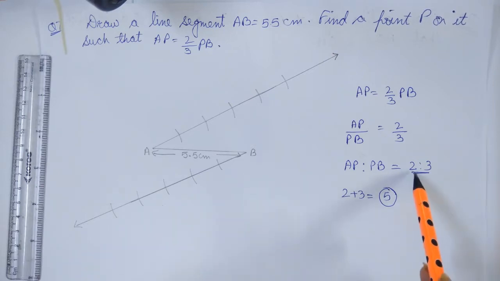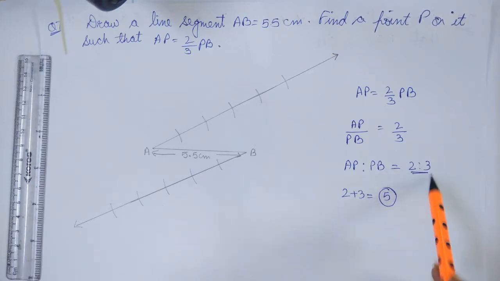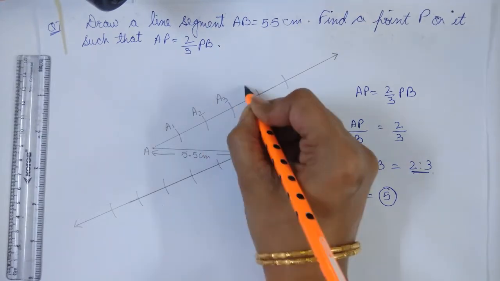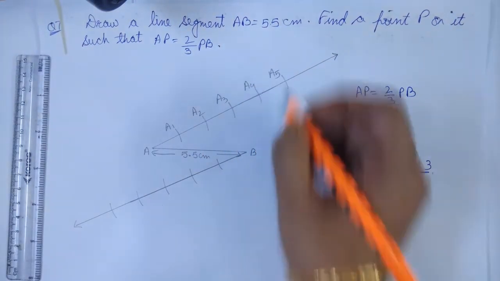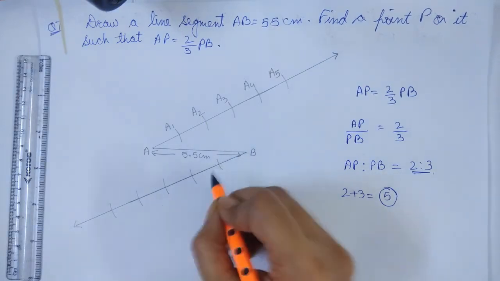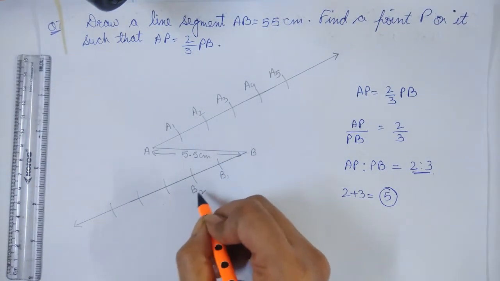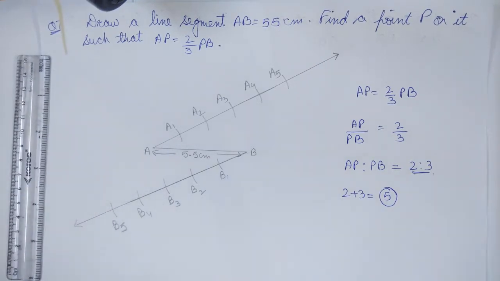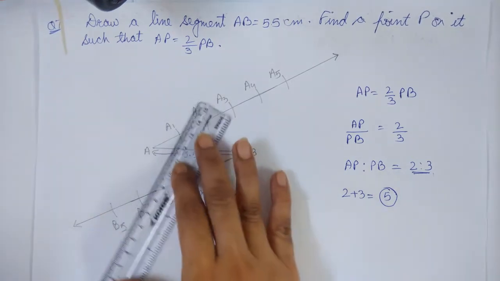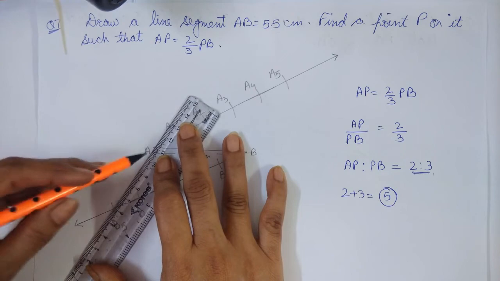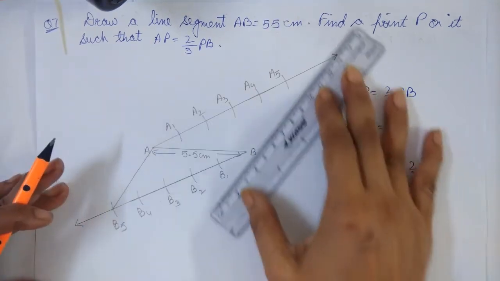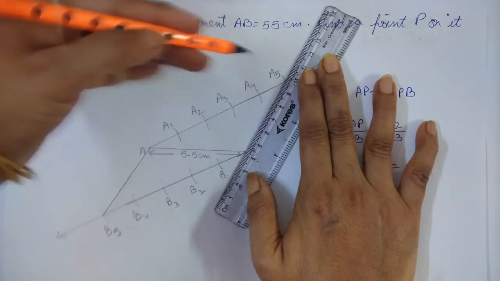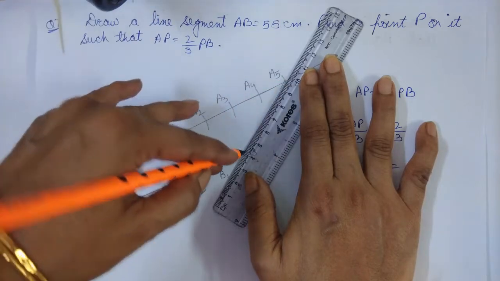Now the question is divided into 2/3. So first of all, name it A1, A2, A3, A4 and A5. Now started from here, B1, B2, B3, B4 and B5. So what should be the next step? Join A with the last division as we did in the previous questions, and join B with the last division. This is the first thing which you have to do.